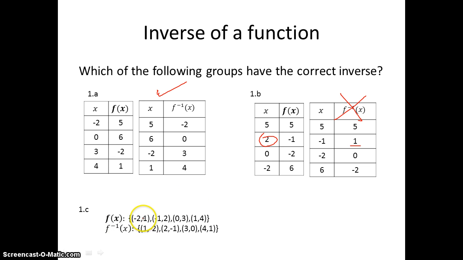And then we can look at it another way right here as a set of points. If I put negative 2 in, I get 1 out. So I put 1 in, I get negative 2 out. That checks. Negative 1 to 2, 2 to negative 1, that checks. If I put a 0 in, I get a 3 out. I put a 3 in, 0 out of the inverse, and 1, 4, 4, 1. This checks out as well.